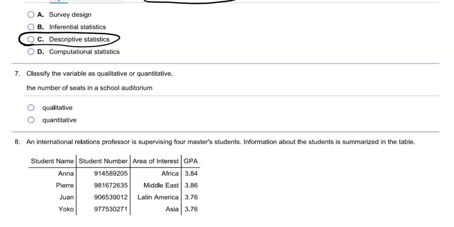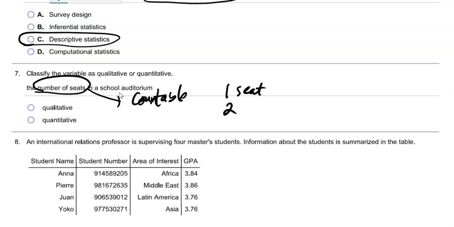Number 7. Classify the variables as qualitative or quantitative. Number of seats in the school auditorium. The number of seats is countable. You can count 1 seat or 2 seats, like that. So this variable, number of seats, is a quantitative variable. The answer is quantitative variable.